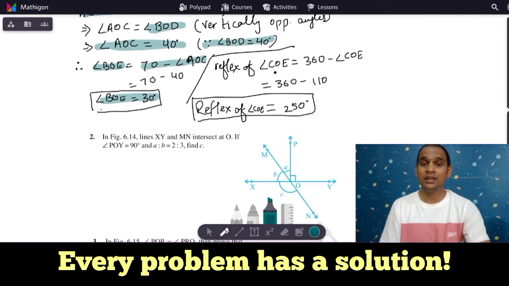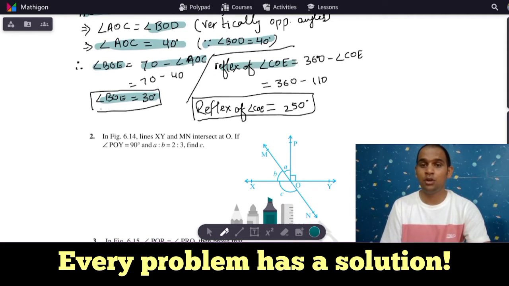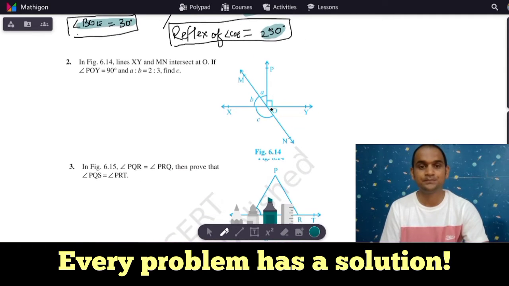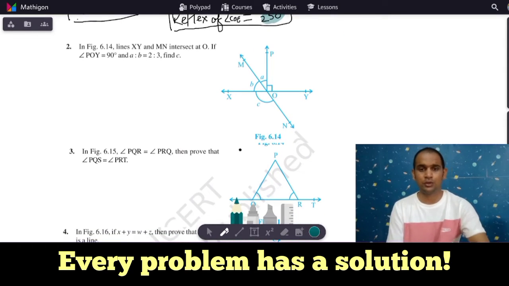Now we need to find the reflex. So reflex, as we have already observed, is 360 minus COE, 360 minus 110, you will get it as 250 degrees. I hope you are very much clear with this question. Second question, let's try to focus on.